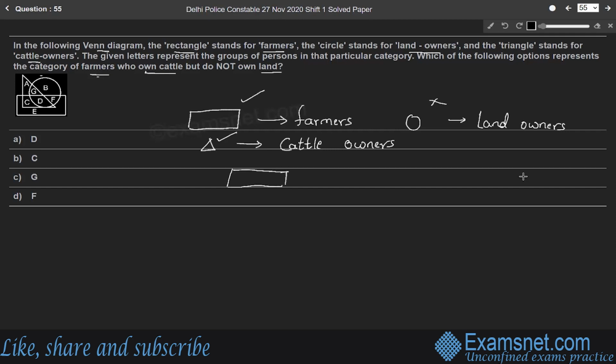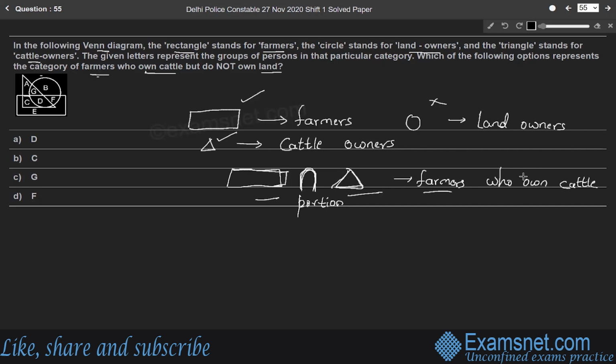the rectangular portion and the triangular portion whose intersection represents farmers who own cattle. I'll repeat once again. The rectangular portion and the triangular portion whose intersection, that means the portion which includes both rectangle and the triangle, represents farmers who own cattle. So look at the figure here.